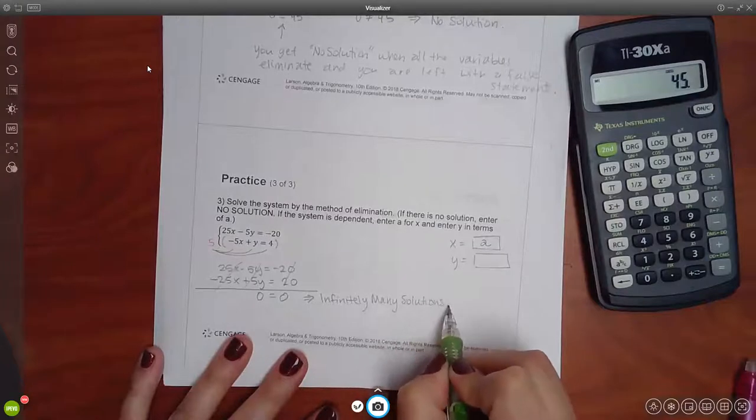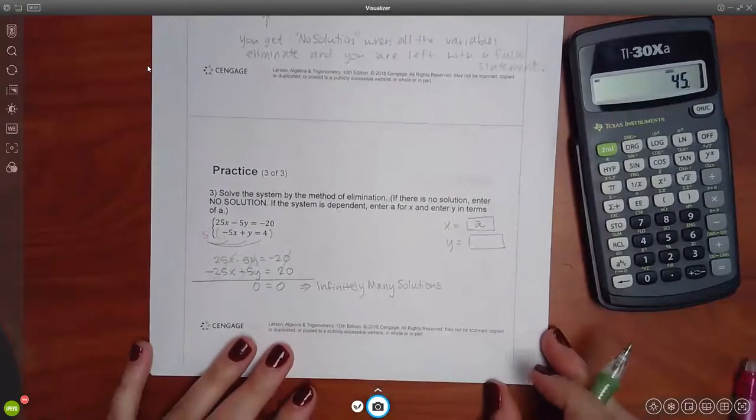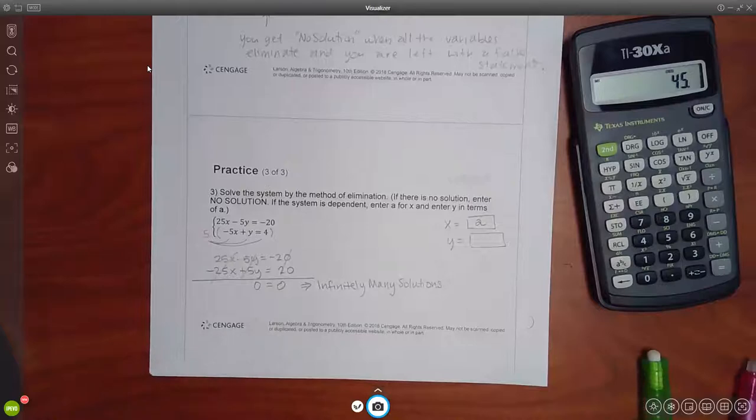Now, I have to clarify this because people get confused with this. There is a difference between telling you that there are an infinitely many number of solutions and telling you that everything is a solution, because not everything is a solution, okay? The only things that are solutions are points that land right on top of these lines that overlap each other, right? They're the same line. So anything that lands on that line is a solution. If it's not on that line, it is not a solution to this system, okay?